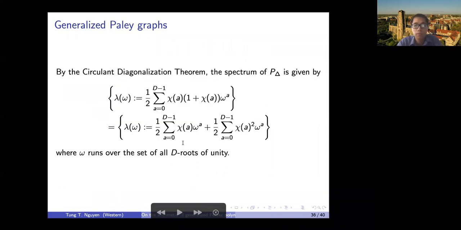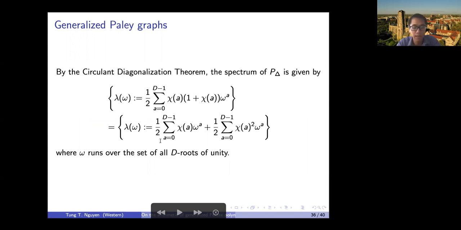So now we want to compute the spectrum of this graph. And the spectrum of this one, by the circulant diagonalization theorem, is given by this sum. So you take the generating vectors and you multiply by the appropriate n-th roots of unity. So you have this formula, but you can break it into two terms. The first term is 1/2 of chi(a) times omega to the power a. The second is omega^(a^2) times omega to the power a.